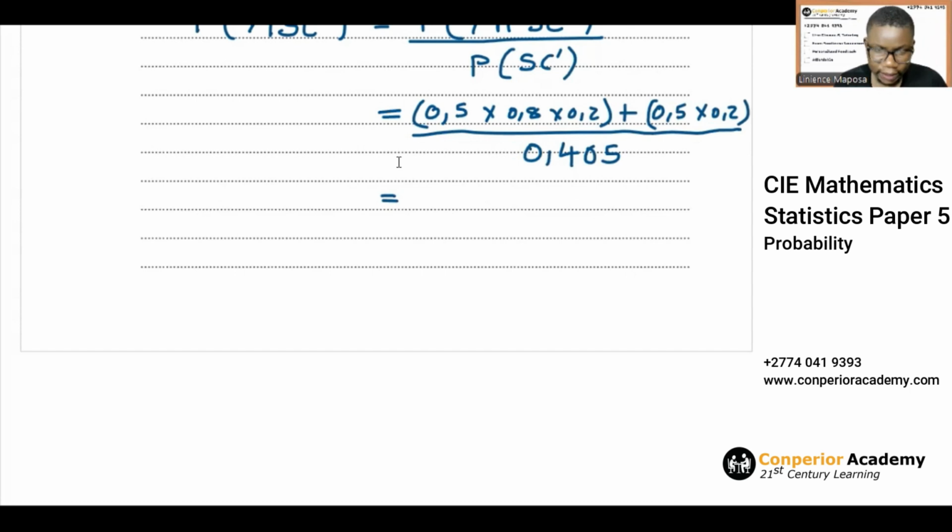So I can just plug this in my calculator. I'm going to have 0.5 times 0.8 times 0.2, close bracket, and then I say plus 0.5 times 0.2, and then I close the bracket. Down here I have 0.405. That gives me a probability of 4 over 9. So that's the probability that I get.